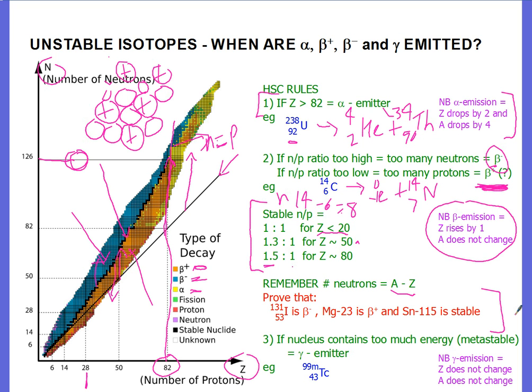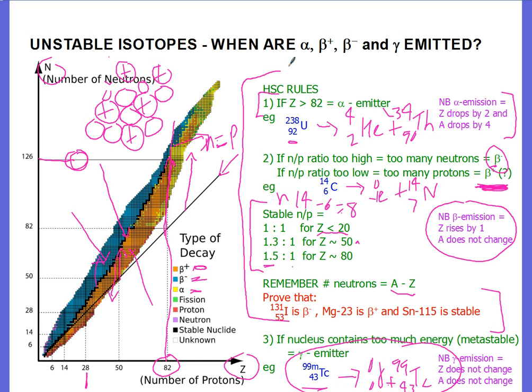Finally, if the nucleus contains too much energy, it's called metastable. That usually happens after it's given off alpha or beta particles. It's called a gamma emitter. For example, technetium-99m has too much energy in the nucleus. It gives off a gamma ray. It stays as technetium-99, it's just no longer metastable. Note, this doesn't change element, it's still technetium, so gamma decay is a type of radiation, but it's not a transmutating radiation. Alpha and beta radiation cause transmutation, i.e., one element turning into another.